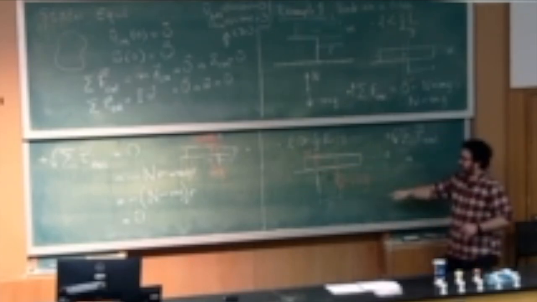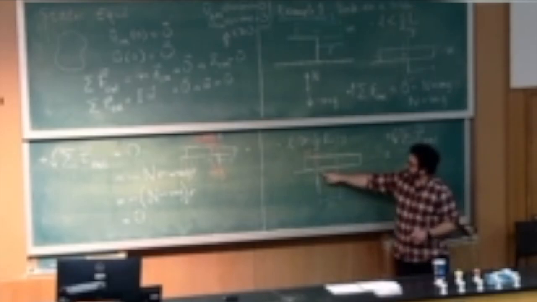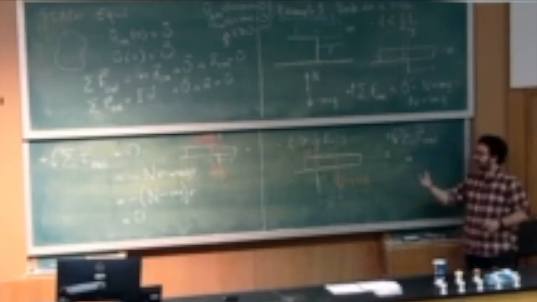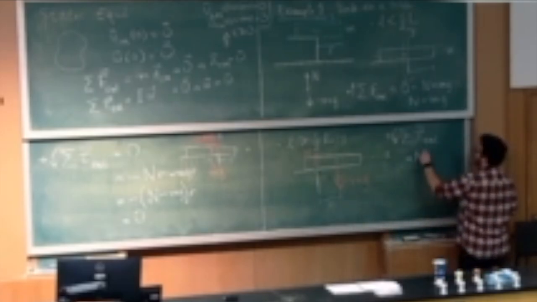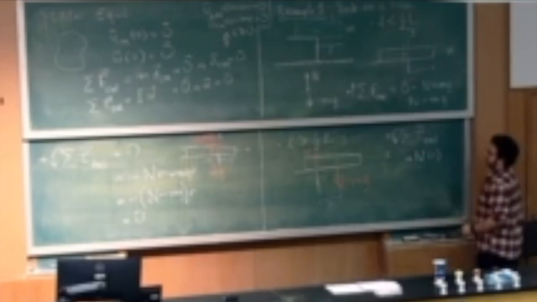So let's see what we have here. What is the moment of this normal force about this pivot point? Anyone? I know you know it. You have that type of vibe. Zero, right? Why? Because it goes right through this pivot point. So its moment arm is equal to 0. So we have N times 0.